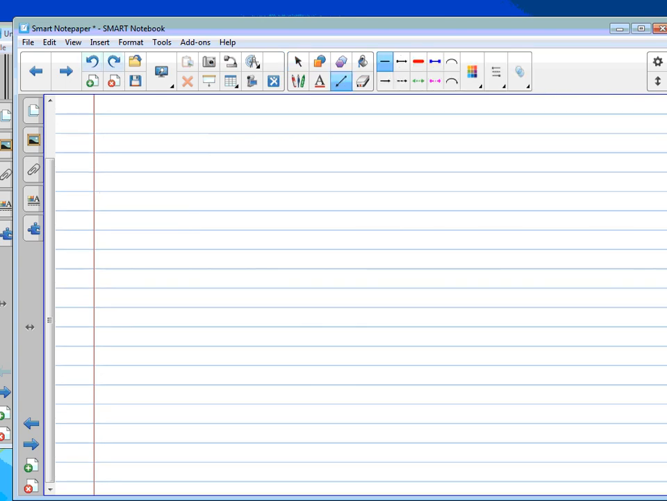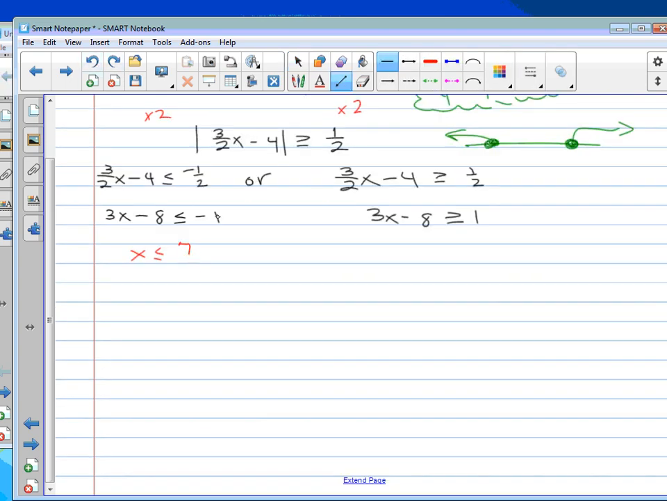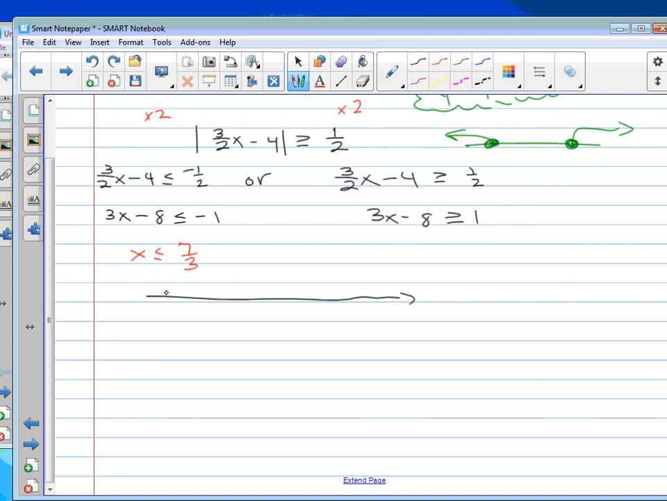Which, if I were on a number line, where is that on a number line? Between 2 and 3, more towards 7/3, yeah, that sounds about right. Because 6/3 would be 2, 9/3 would be 3. So I know I'm somewhere in between 2 and 3. Closed circle, and going to the left.